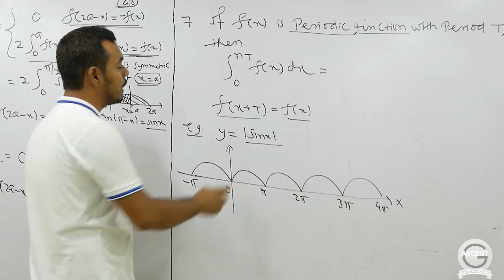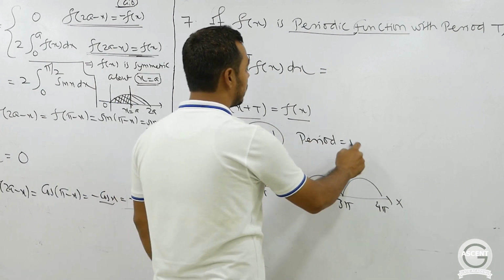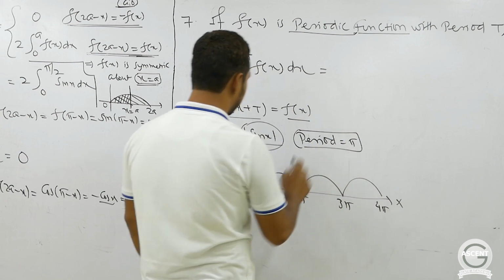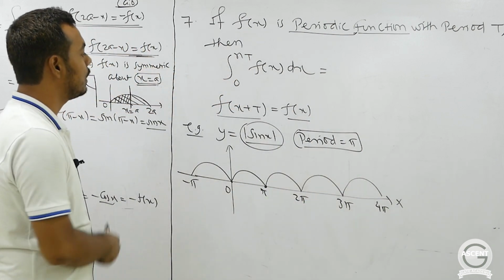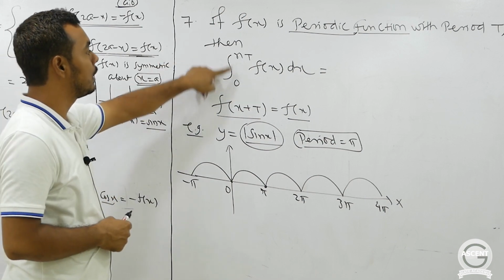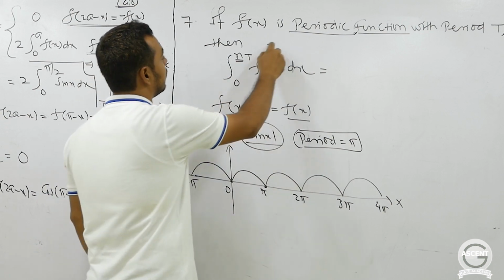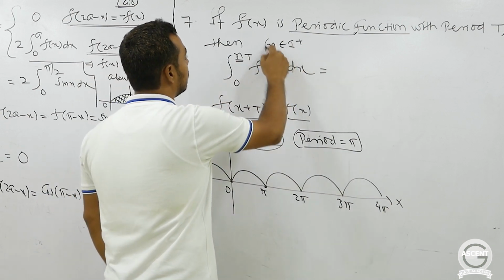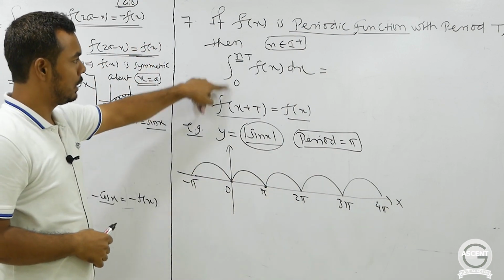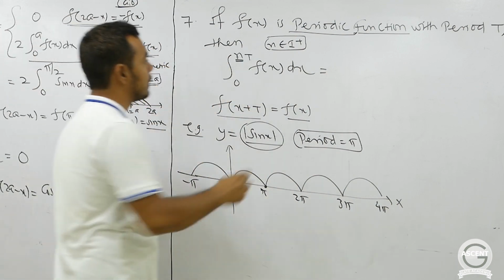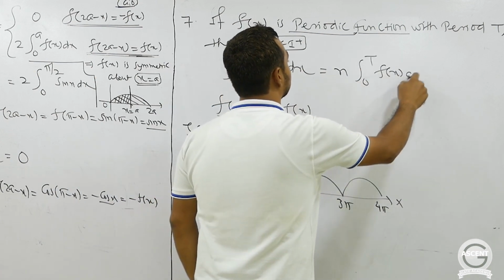So this mod sin x is a periodic function, and what is the period here? The period will be pi, because the graph is repeating itself after every pi. So the formula is that the integral from 0 to n times T of f(x) dx, remember that n is some positive integer, only then this formula will be valid, will be n into the integral from 0 to T of f(x) dx.